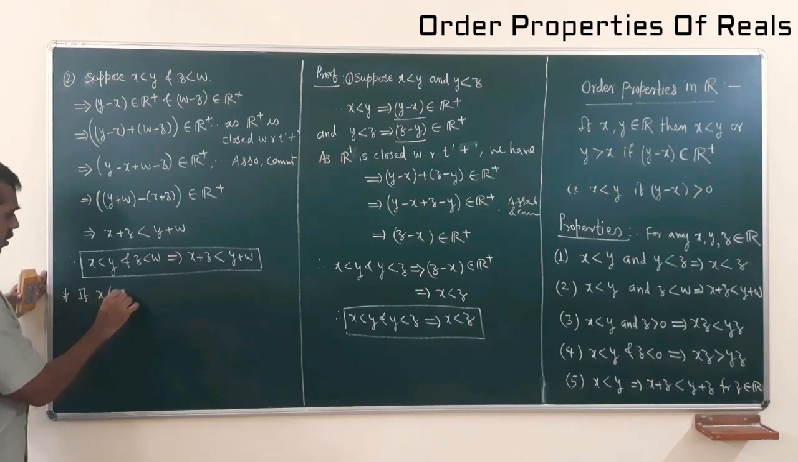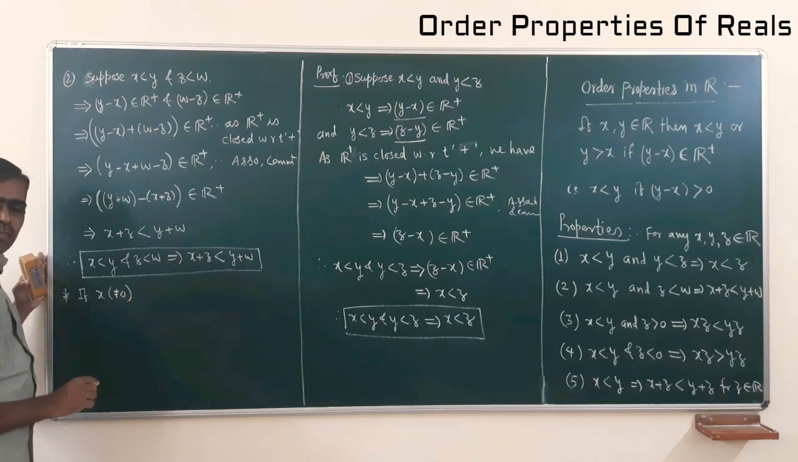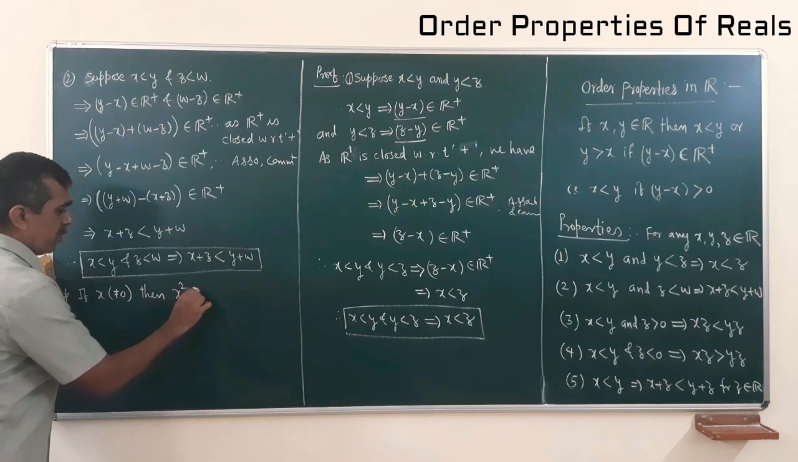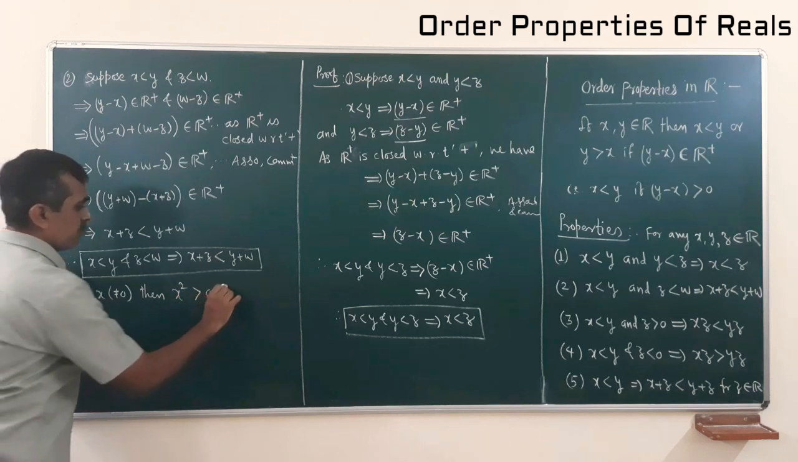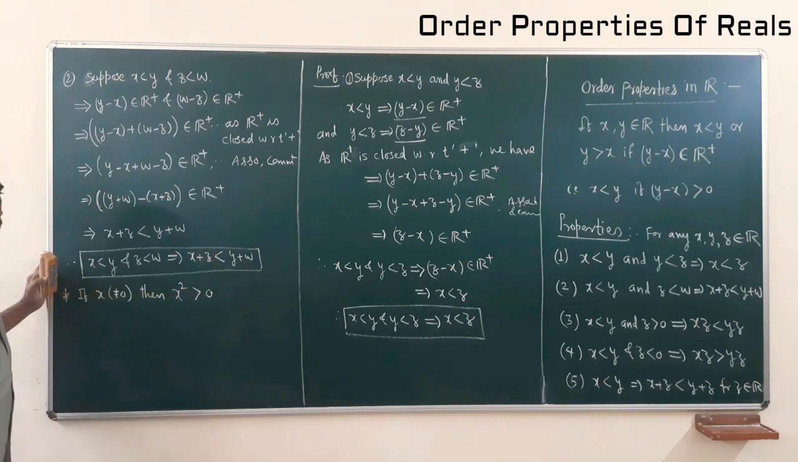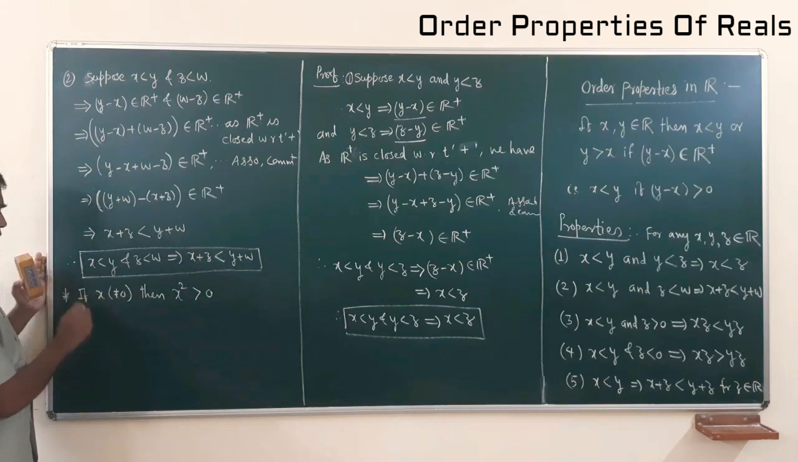If x is not equal to 0, then x square is greater than 0. We will prove this later on. Now, see how to prove this.